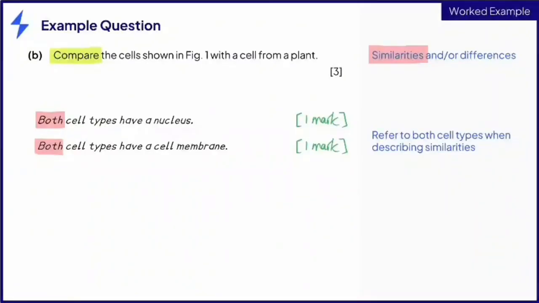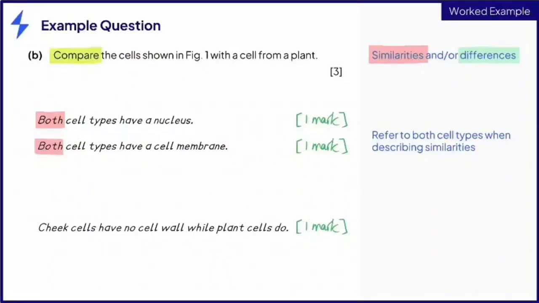To make sure that our answer is a balanced comparison, we need to also consider differences between cheek cells and plant cells. There are 3 differences to choose from, but we only need 1 more mark here, so we could say cheek cells have no cell wall, while plant cells do. Again, note that we have referred to both cell types in our answer, this time by adding a second half to the sentence and stating how plant cells are different to cheek cells.